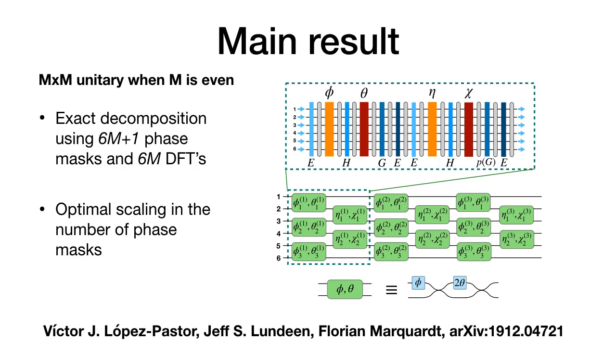Then, decomposing any pair of layers in the construction by Clements, we show that any unitary with m even can be decomposed with a sequence of 6m plus 1 phase masks and 6m discrete Fourier transforms. Then just by parameter counting, one can see that this has an optimal scaling in the number of phase masks required.